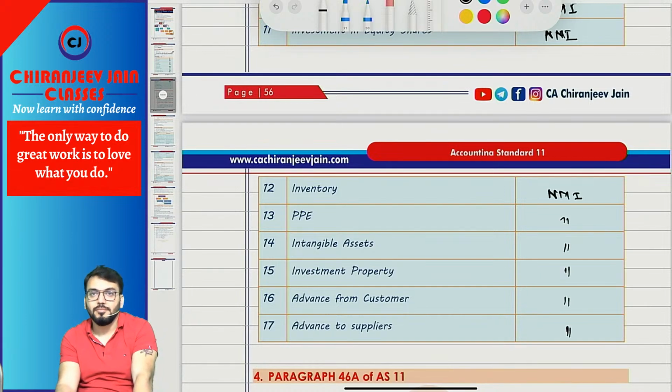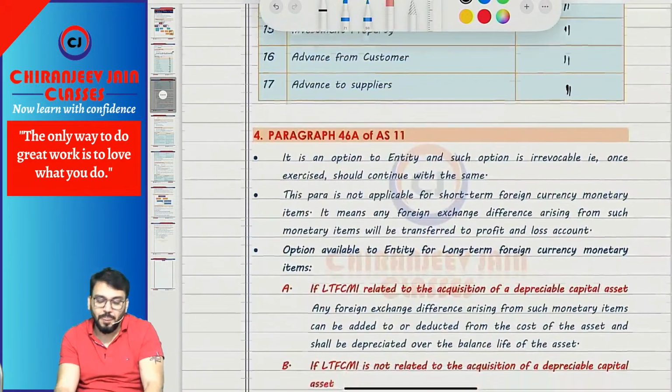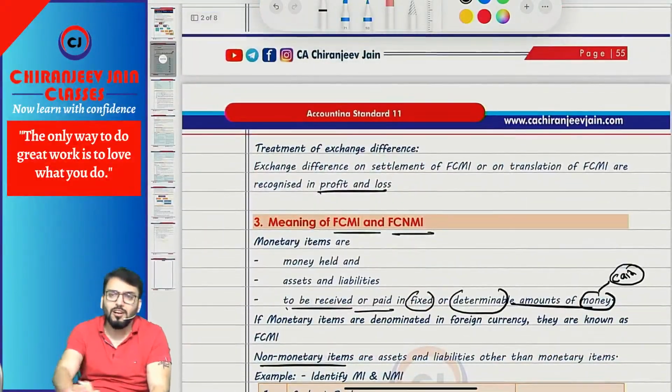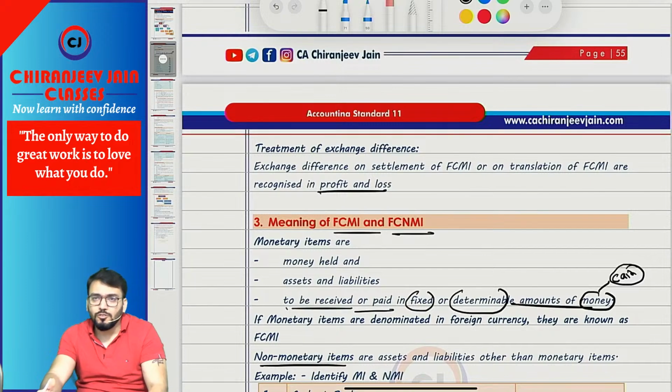Understood? Correct? Yes, sir. Now, can I say we have understood foreign currency transactions? What we have understood till now is that for any foreign currency transaction, any difference due to translation during subsequent recognition will be transferred to P&L.